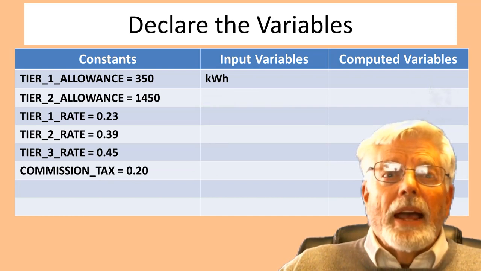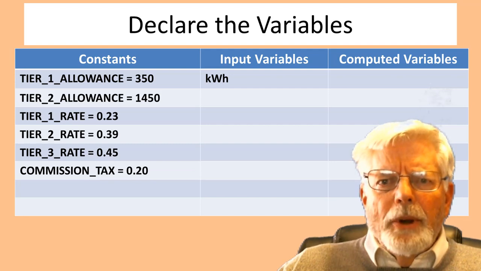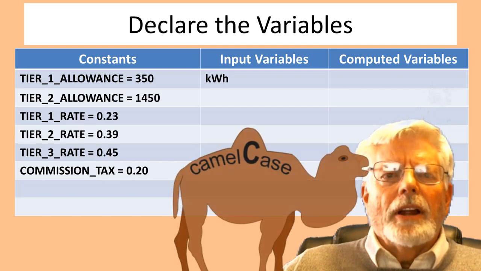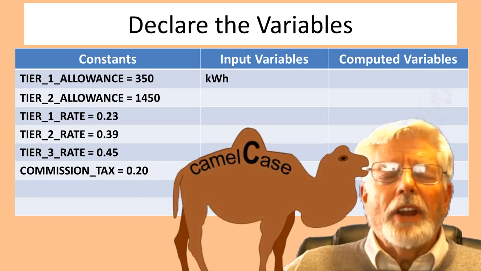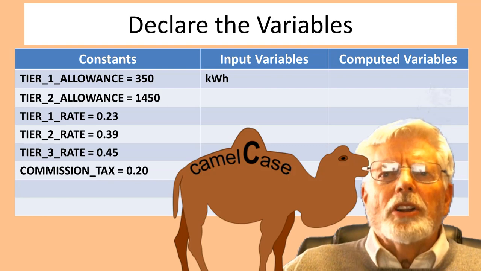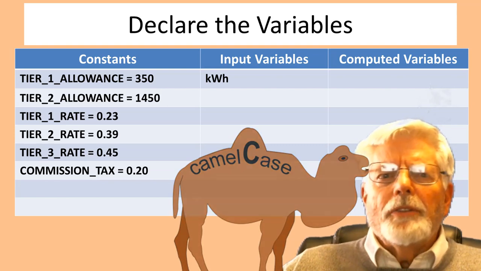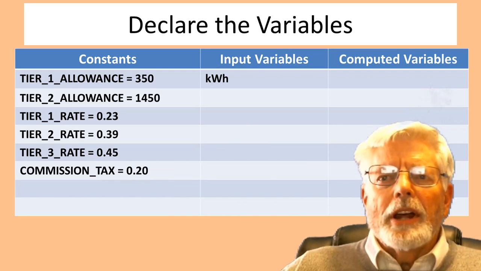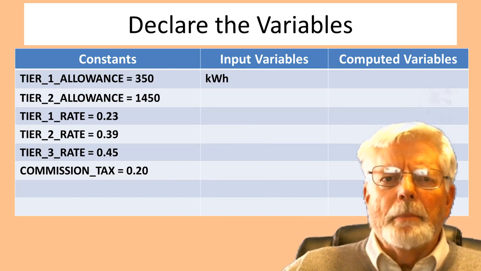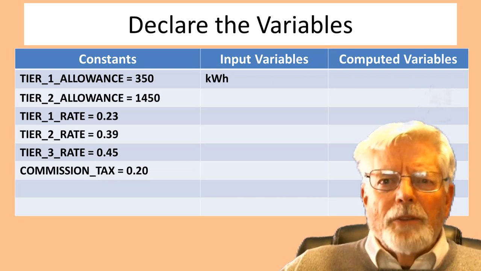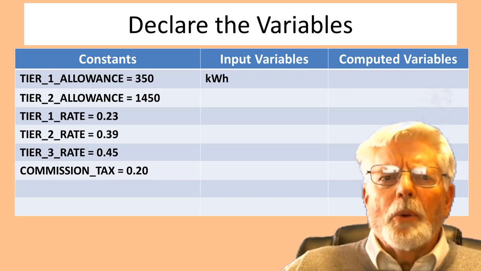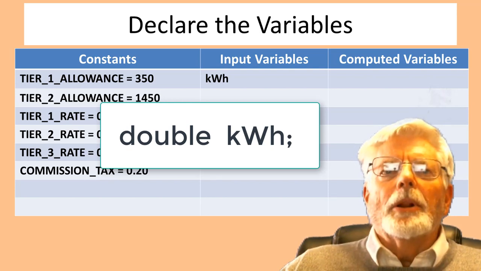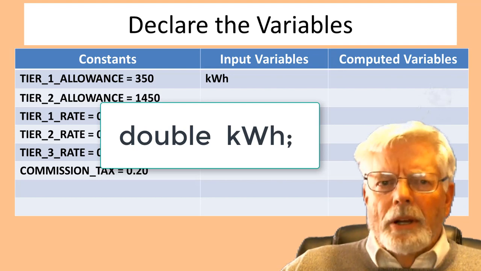I named it kwh. I am starting each variable name with a lowercase character, A through Z, and an uppercase letter, capital A through capital Z, to start each English word. This is called camel case. You can give your variables any name you wish, but make sure that you don't start with the digit 0 through 9 or have any spaces in a variable name. Make the names meaningful and be consistent throughout the program. To declare a double data type for kwh, type double kwh semicolon.